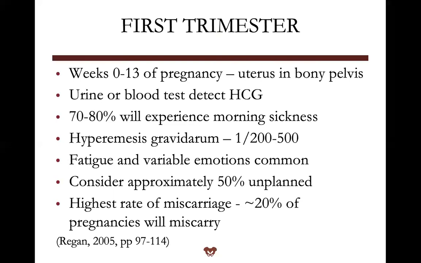So during the first trimester, a urine or blood test can be used to detect human chorionic gonadotropin, or HCG. So this is your typical urine pregnancy test, where you're going to urinate on the little stick.